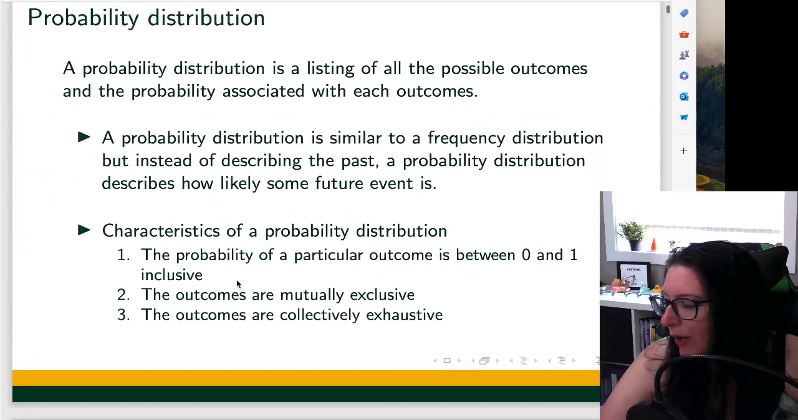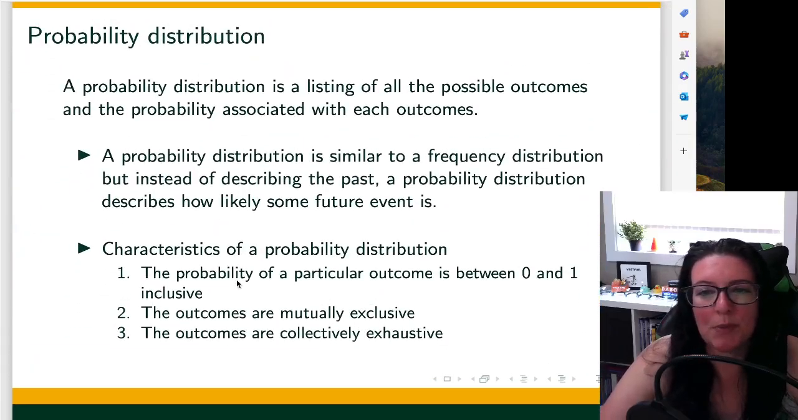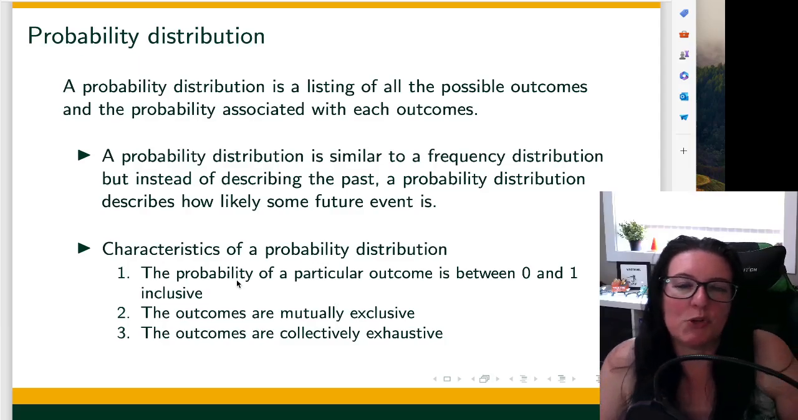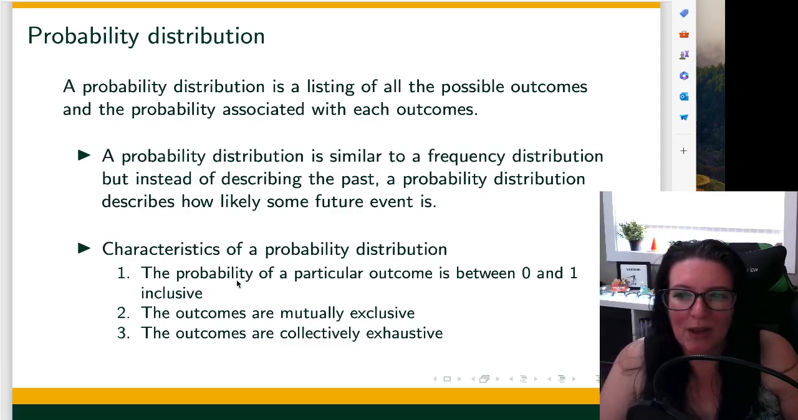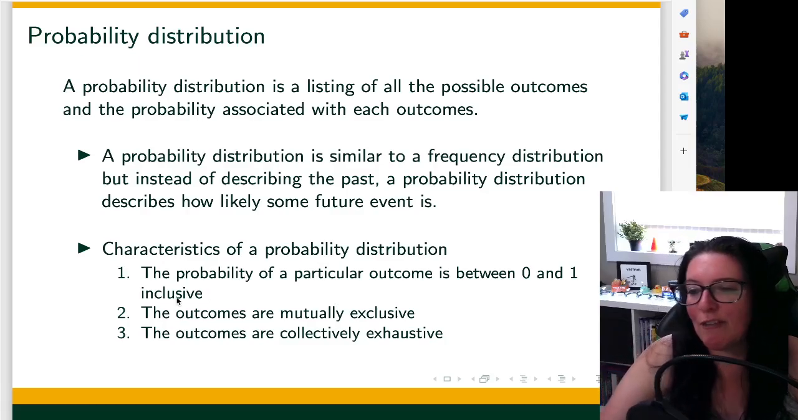Now, ultimately, we want to create what is called a probability distribution. A probability distribution is a list of all the possible outcomes and the probabilities associated with each outcome. This is similar to the frequency distribution that we looked at previously, but instead of describing the past, which is what a frequency distribution does, a probability distribution describes how likely some future event is.